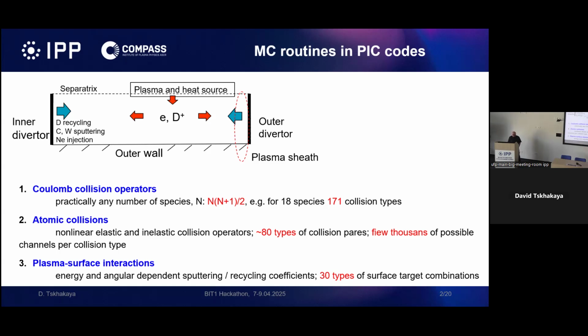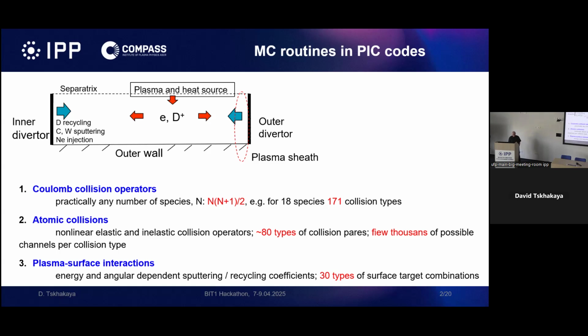When you come to atomic collisions, you have 80 types of collision. Types means, for instance, electron collides with deuterium, it's one type, but in reality, for each collision type, you have different possible channels. The number of channels is, I would say, a few thousand possible channels per collision type. So effectively, in reality, a few million. I will come to this point. And you have up to 30 types of surface target interactions. And most importantly, this is not limited. That's what we need. Implementation of new cases is relatively straightforward.